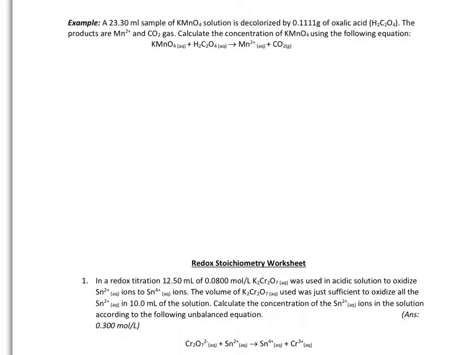Before we proceed with example number 2, or the second example, there is also another typo in this question as well. It should say a 23.30 milliliter sample of not K, but just MnO4 negative solution is decolorized by 0.111 grams of oxalic acid, and therefore in the overall it should say MnO4 negative.